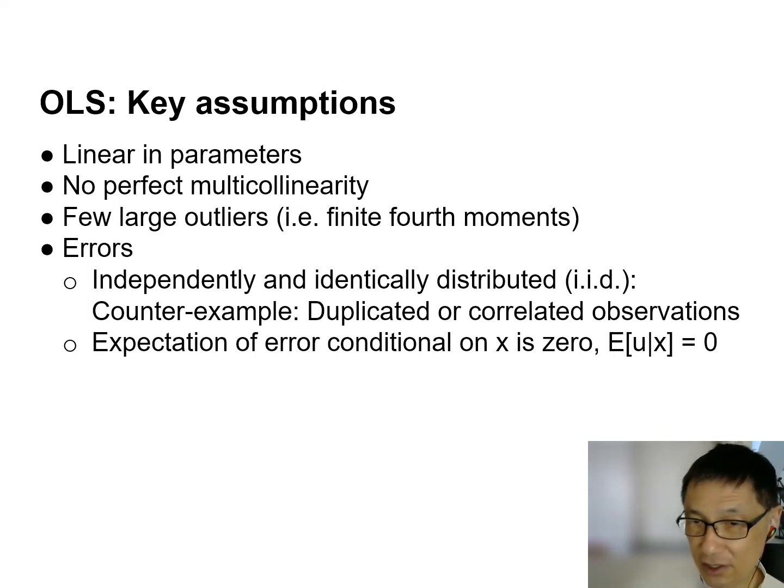And the second condition on the errors is that the expectation of the error conditional on the explanatory and control variables is 0. Formally, that's written as E, the expectation operator of U conditional on X, is equal to 0. And this is the main worry that we will have and discuss in the next segment on causal inference.